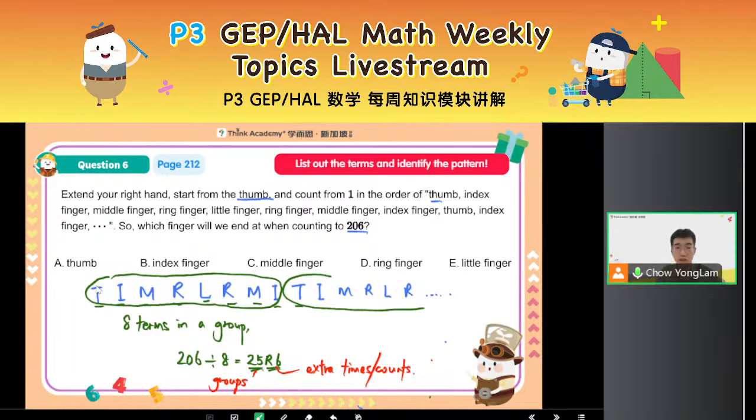So from the start of the group, you count 6 more times. 1, 2, 3, 4, 5, 6. Ring finger. So with that, your answer is D. Yeah, the 6th term from the left, correct, right? You just need to count 6 extra terms.